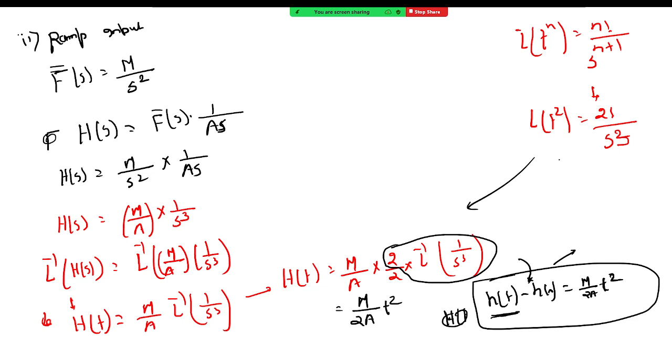So the plot will look like this. Let's say this is the steady state height h(s), and this is h(t), so definitely it will go like that, right? So this will be the plot of this one. I hope these things are clear to all of you now.